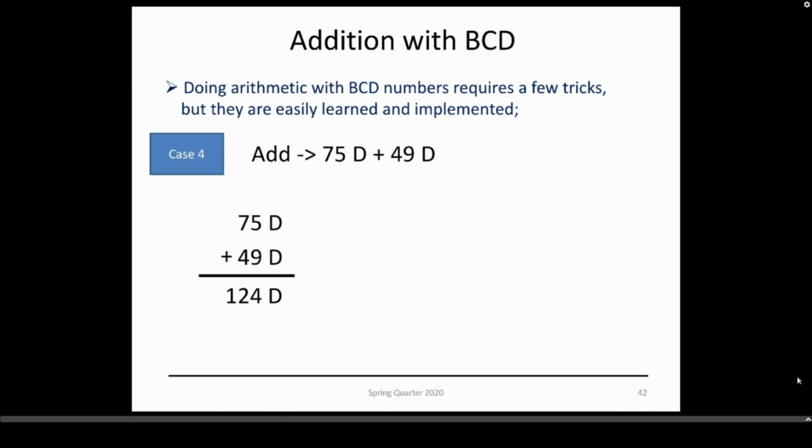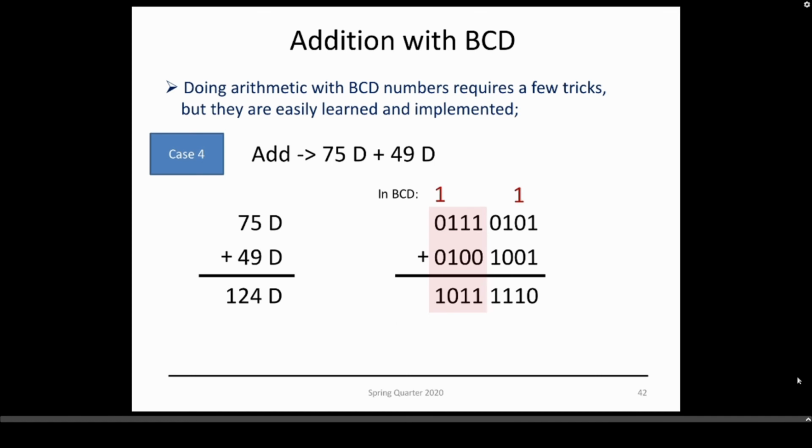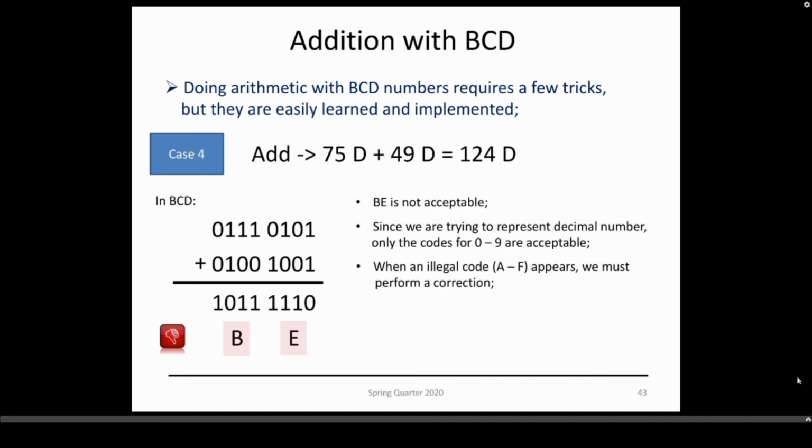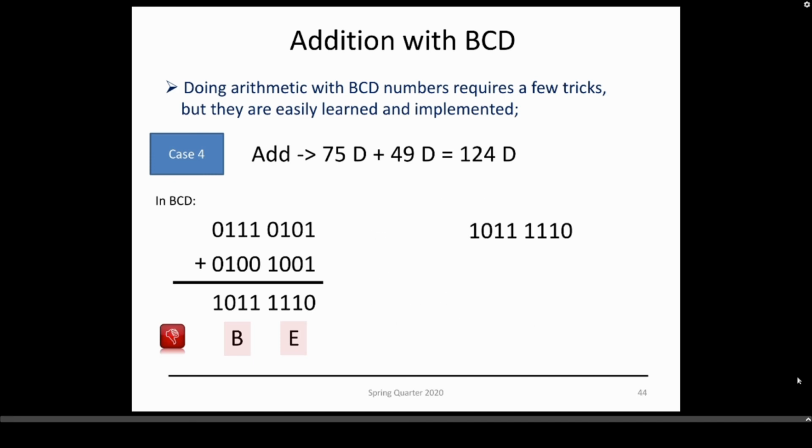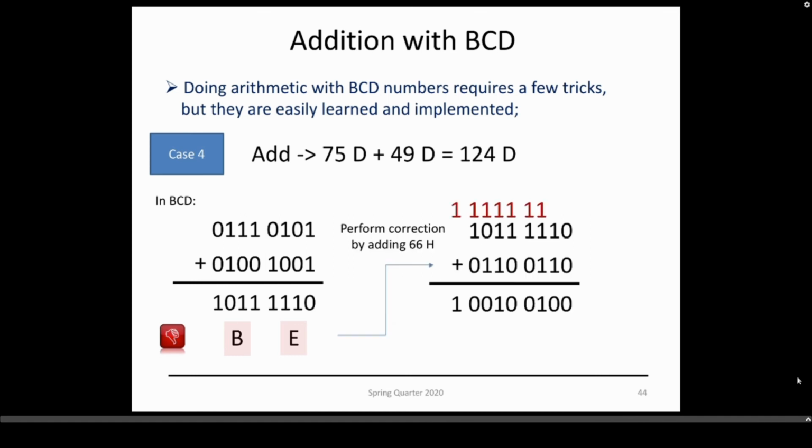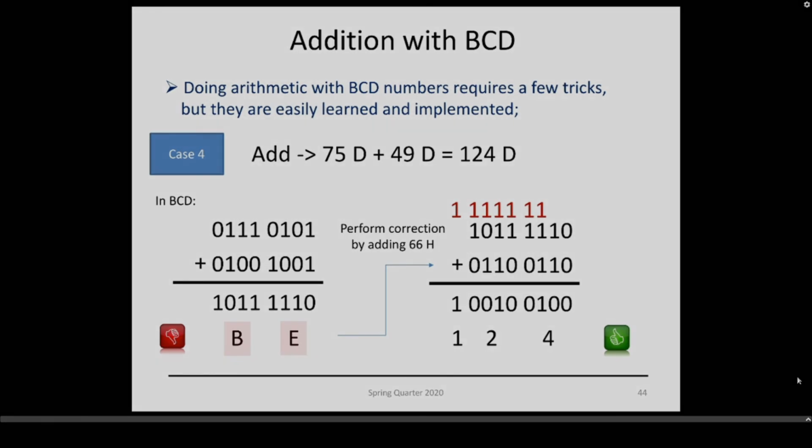At last, as you're probably already guessing, case number 4, you apply exactly the same technique over here. You apply the addition, and now you get two letters. How do we fix this problem? Well, easily by adding 6 per letter. So you get your result, place 6, 6, apply your binary addition, and you get the number 124.